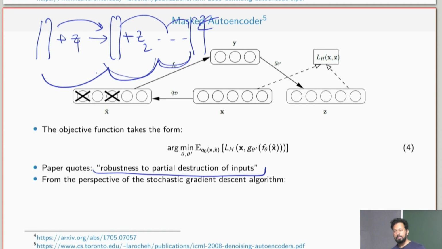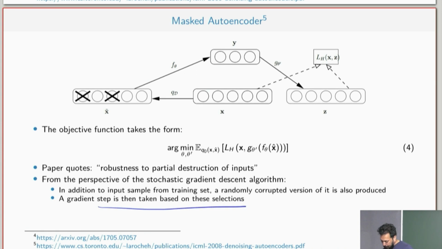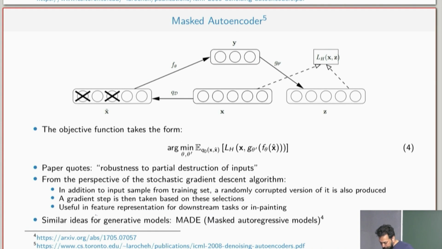So this is a similar theme. The masking that you see could be seen as some way of randomly putting noise in your data, hiding a few things and letting the network learn, so then it will work harder, and in that way it will become more robust. It's like a more powerful training that we want to force. So this is the denoising autoencoder. In addition to the input sample from the training data, a randomly corrupted version is produced. A gradient step is taken based on these selections, giving useful feature representation for downstream tasks.